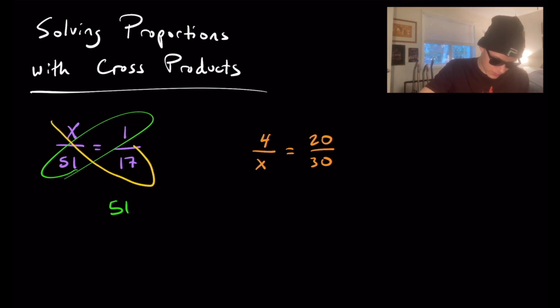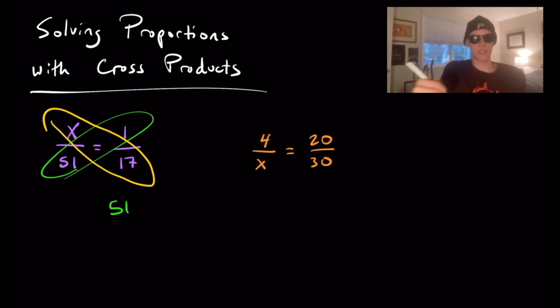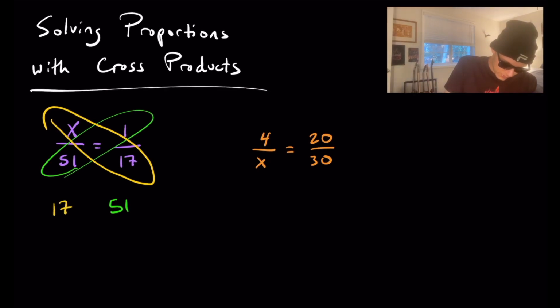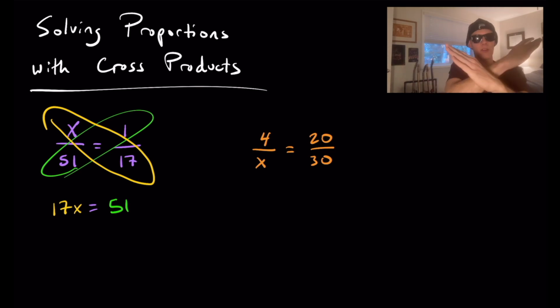Next, we're going to multiply across like this. So x times 17, or 17 times x, and that's going to be 17x. And we're going to set these two terms equal to each other. So you multiply across like that, and then you set those products equal to each other. And now this becomes a one-step equation.